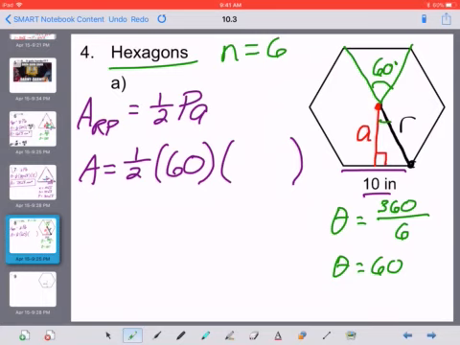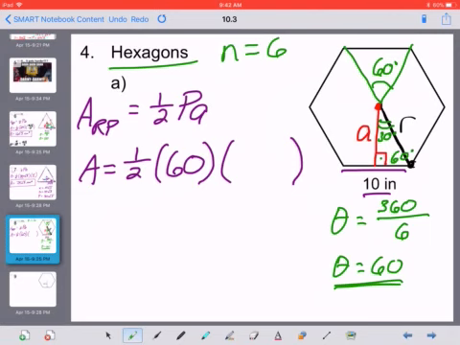What we're really interested in, though, is this angle right over here, which is always going to be half of what you came up with for theta. So that's a 30-degree angle. 30, here's a 90, and that means we've got a 60-degree angle right down here in that bottom right-hand corner.